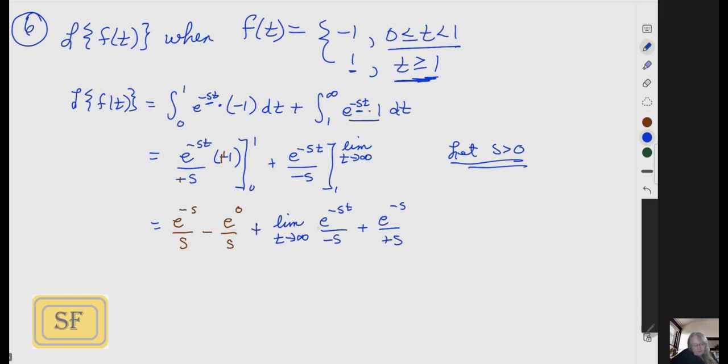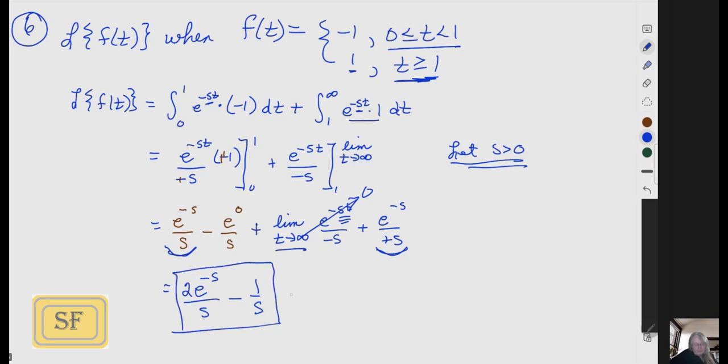And then on this first term, as t goes to infinity, because that exponent is going to go to negative infinity, e to negative infinity is essentially 0. So this whole first term goes to 0. And that leaves me with, notice that this first and last term are identical, leaves me with 2 e to the negative s over s minus 1 over s.